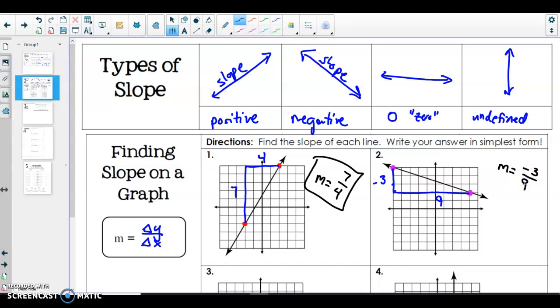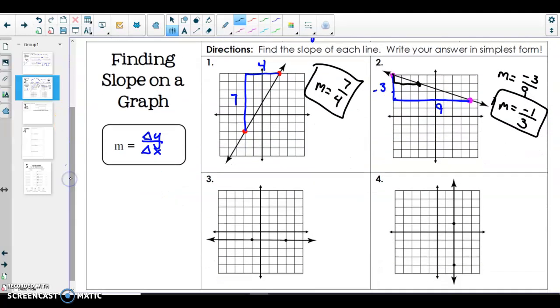But wait, this can be simplified. 3 goes into both of them. So if 3 goes into the top -1 times, and 3 goes into the bottom 3 times, our slope here is actually -1/3. And you can see that if we go down 1, right 3, it still keeps us on our graph. We could have chosen that point also.